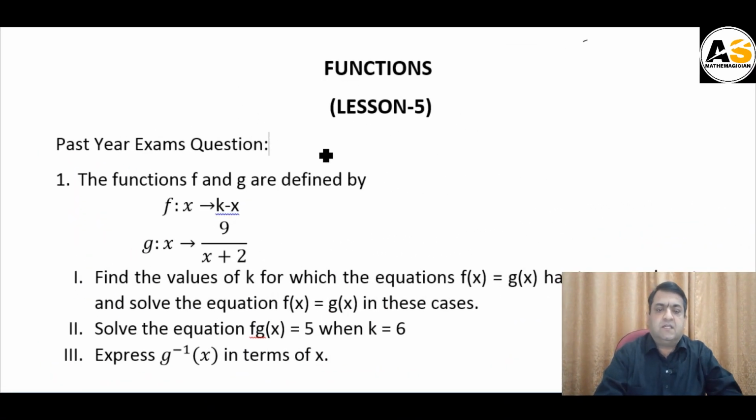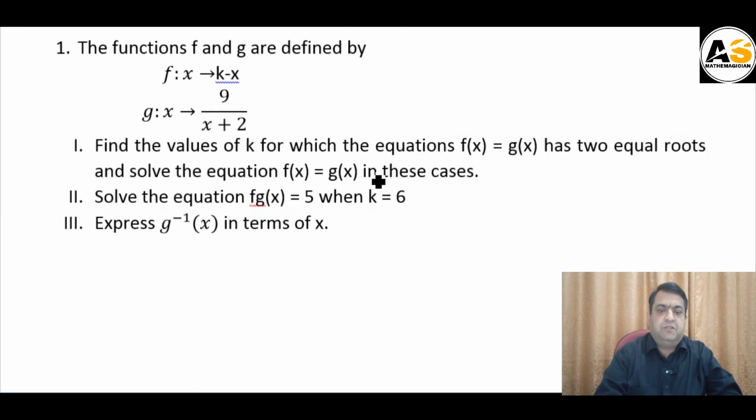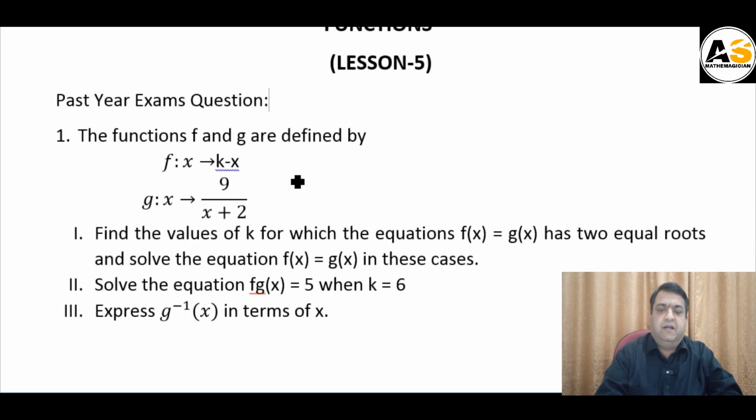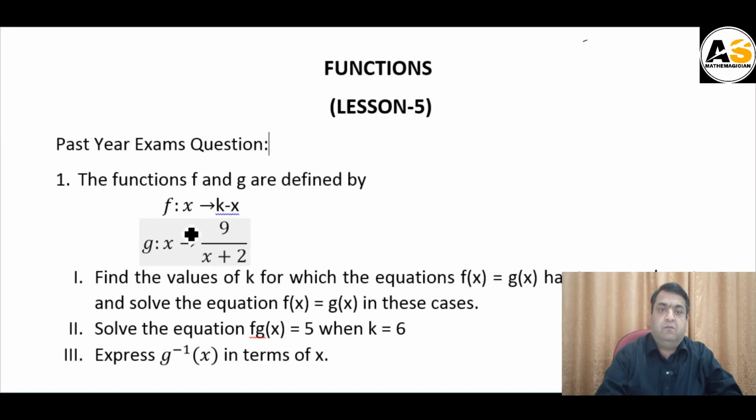Our today's first lesson question is, you can see on the screen, the functions f and g are defined by f is a function from x to k minus x, g is a function from x to 9 over x plus 2. So this is f of x and this is g of x. We have to find the value of k for which the equation f of x is equal to g of x will have two equal roots.